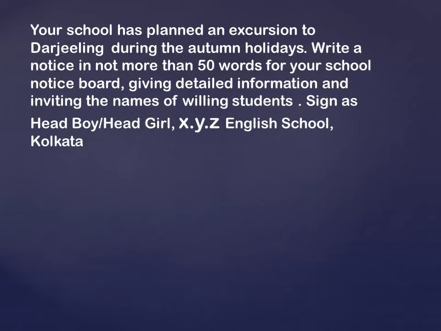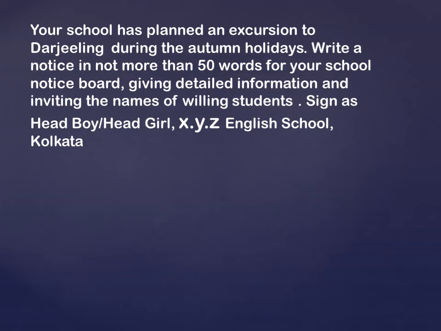Your school has planned an excursion to Darjeeling during the autumn holidays. Write a notice in not more than 50 words for your school notice board, giving detailed information and inviting the names of the willing students. Sign as head boy or girl, XYZ school. I am giving here XYZ school. You can give as per the question. Kolkata. So what you have to write here is that your school has planned an excursion to Darjeeling.